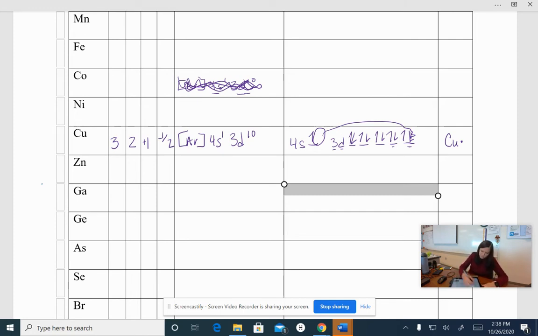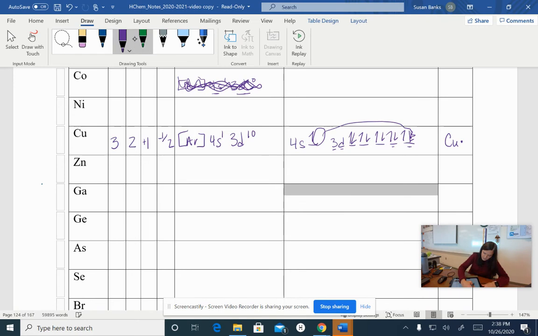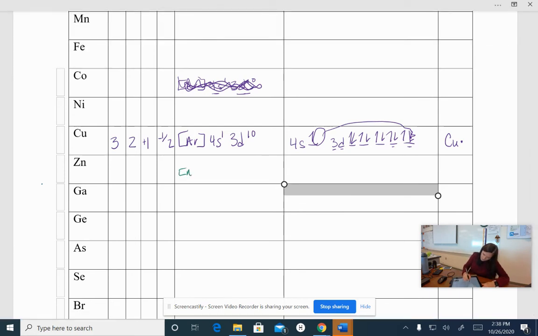Okay, so zinc. Let's put in zinc. Let's choose a different color. We'll have argon 4s2, 3d10. So 4s up and down, 3d: 1, 2, 3, 4, 5, up, down, up, down, up, down, up, down, and up, down, which will give zinc 2 valence electrons. That last electron that we put in was in the 3rd energy level. It was a d orbital. It was in the positive 2 orbital, and it was a negative 1/2 spin.